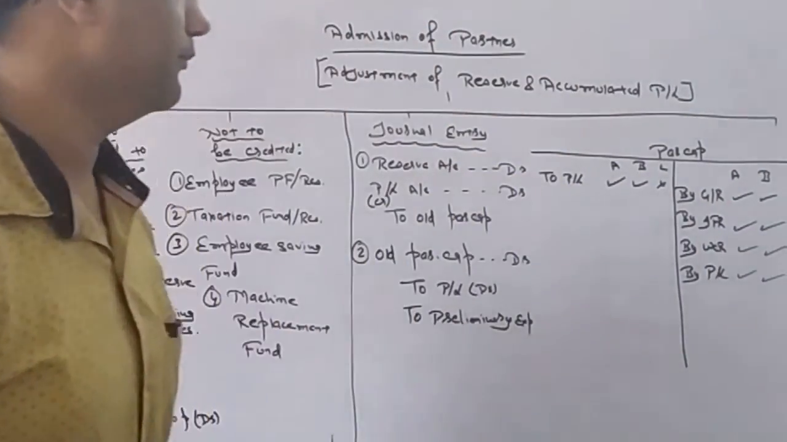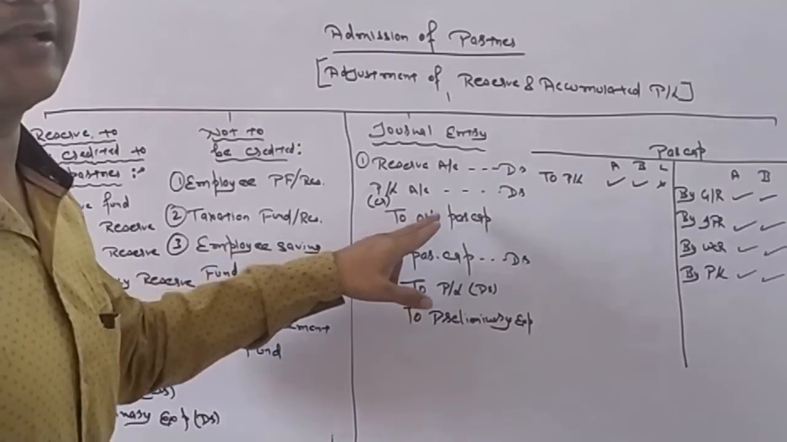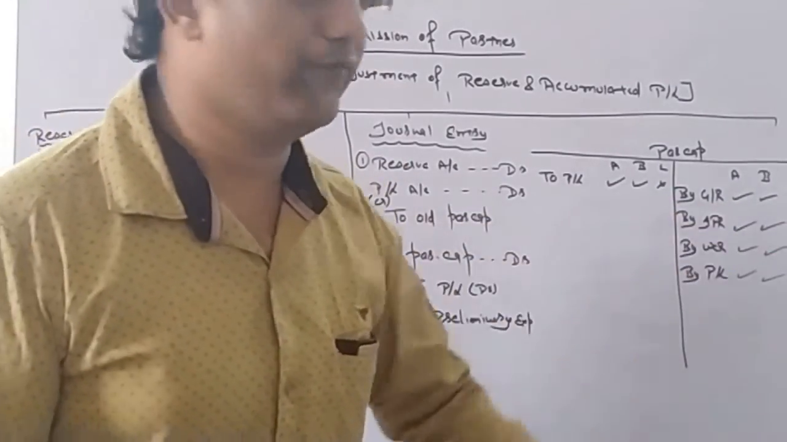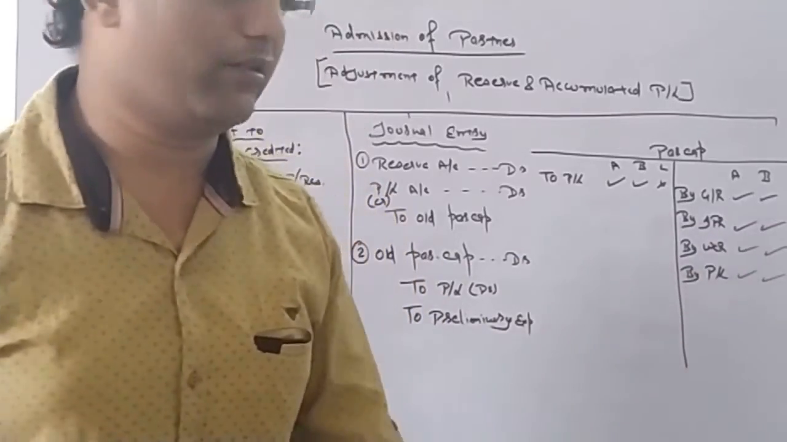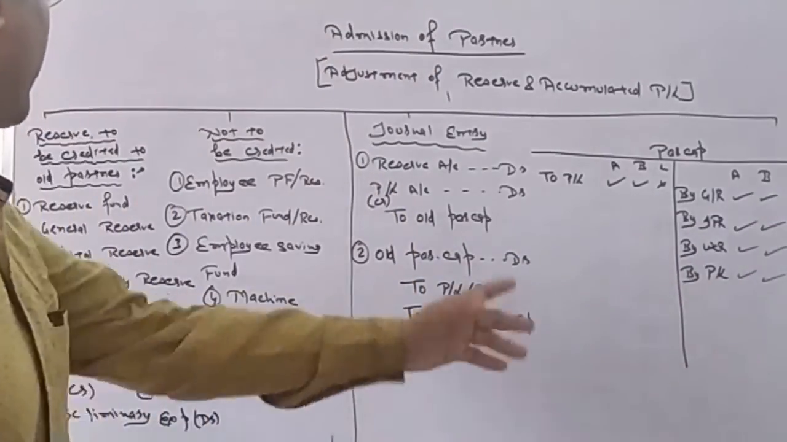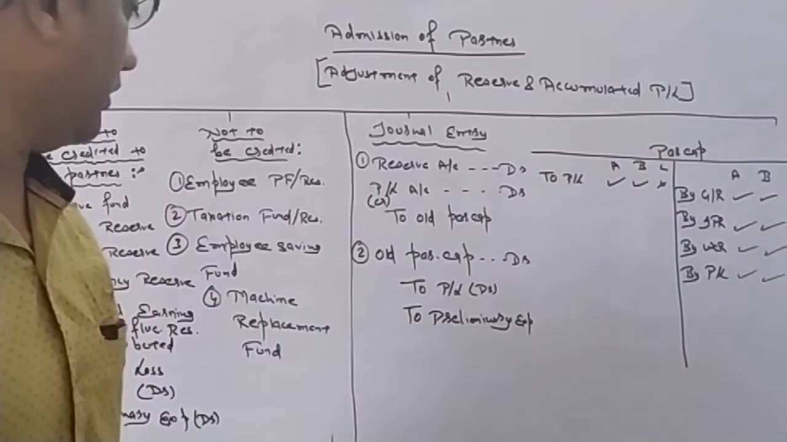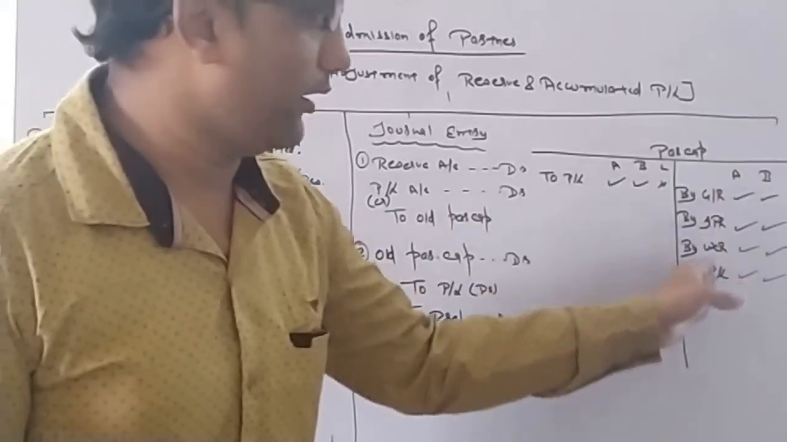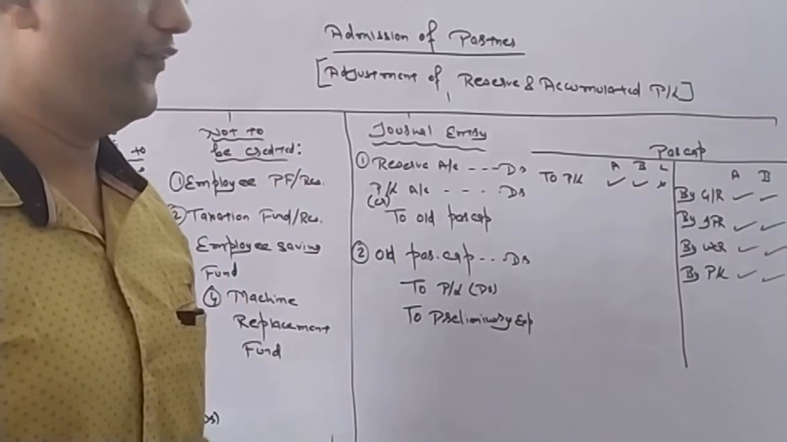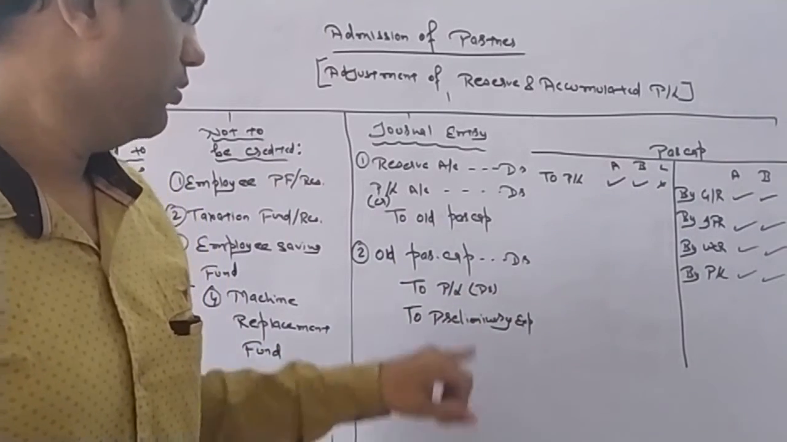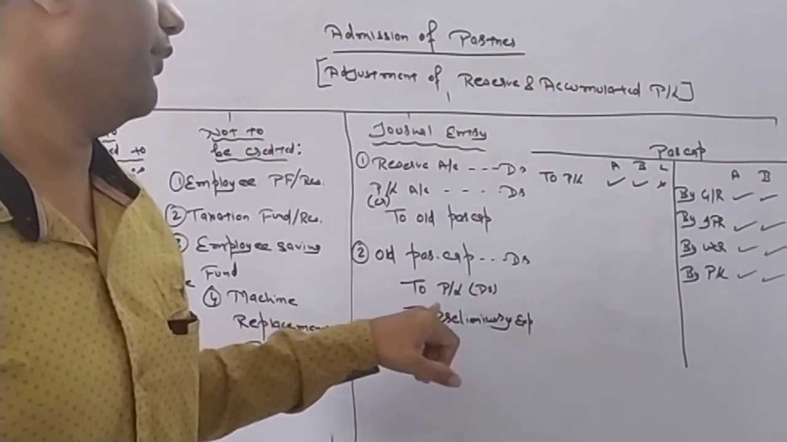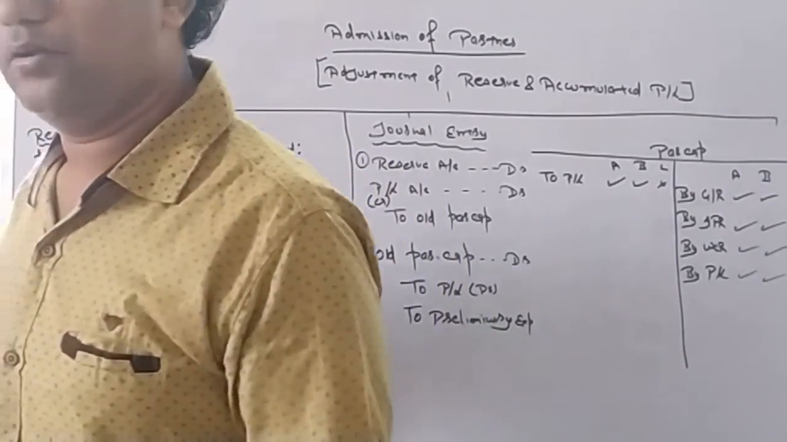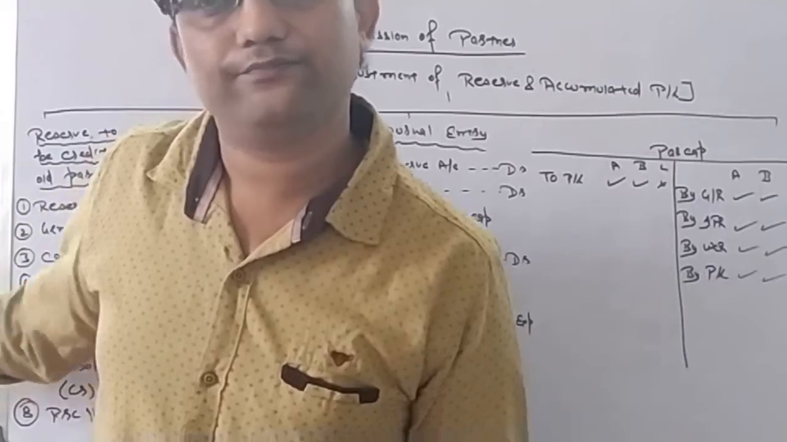Guys, it's very simple. In old partners' capital, I will write by PL, by reserve, so by general reserve, by investment fluctuation reserve, by workman compensation reserve, by PL, by general reserve, by contingency reserve, by capital reserve. I will write this on this side. If it is this entry, it's a loss. So in old partners' capital, I will write to PL, to preliminary expenses.